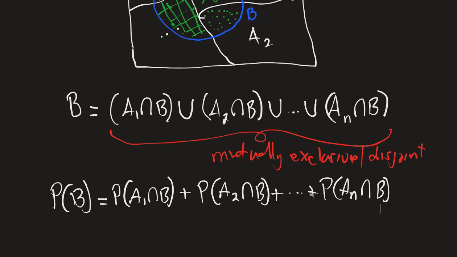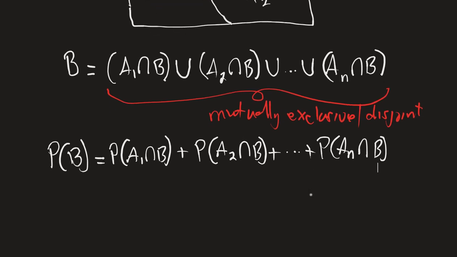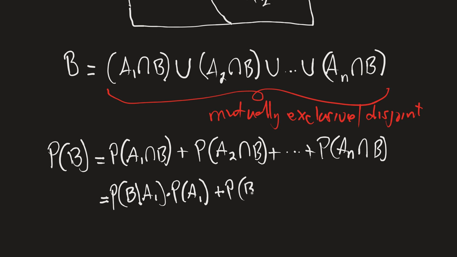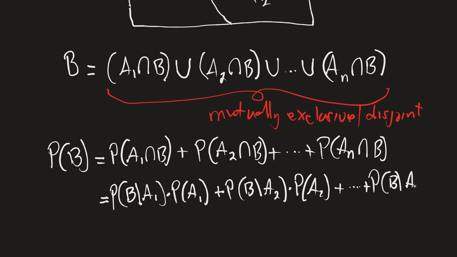So again, this is not a huge step forward. We're using our axiom, right? Now, let's use the version of the multiplication rule that we did earlier in previous videos, and I reminded you of it earlier. Each of these intersections, I can write like this. So this is the same as the probability of B given A1 times the probability of A1, right? That's this part. And then the same pattern repeats for the other probabilities. So then plus the probability of B given A2 times the probability of A2, and so on until you get to the probability of B given AN times the probability of AN, right?